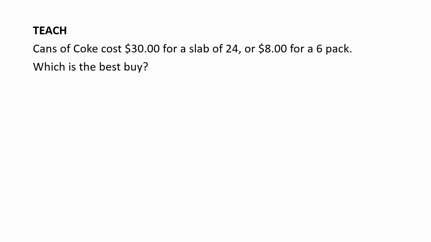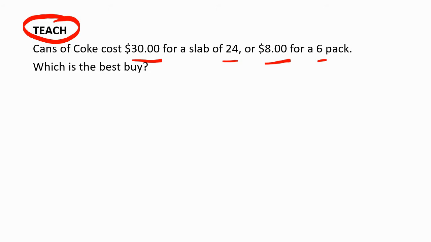Okay, we're in the teaching phase here, and I guess the question is, cans of Coke cost $30 for a slab of 24, or $8 for a 6-pack. So that means $30 for a slab of 24, or $8 for a 6-pack. So, which is the best buy? How are you going to get the most Coca-Cola for your money?